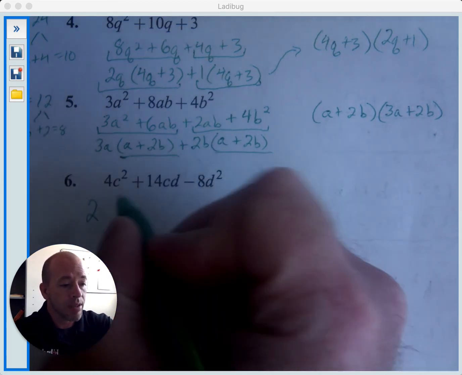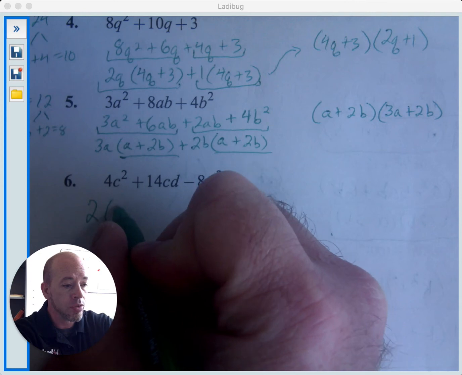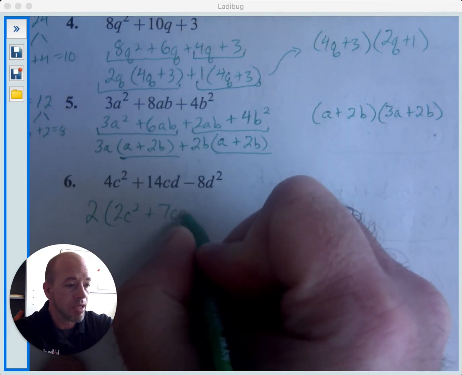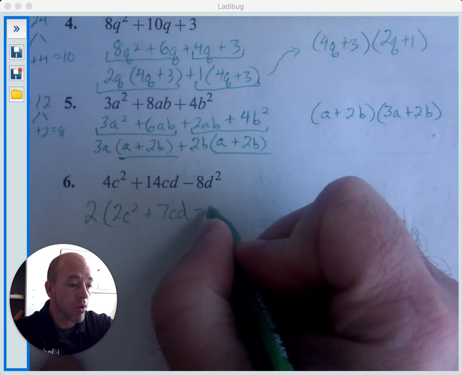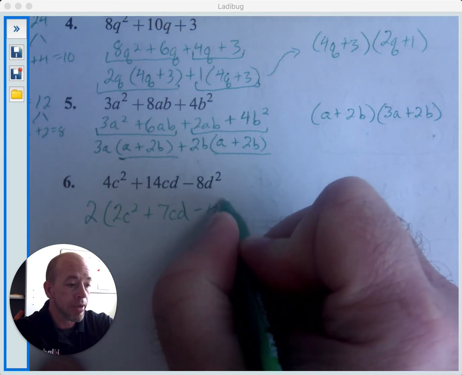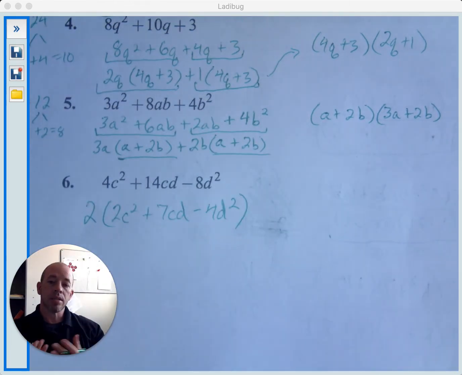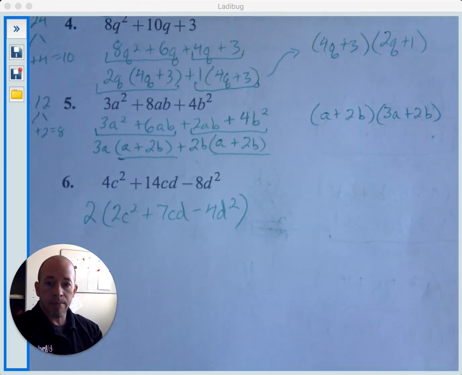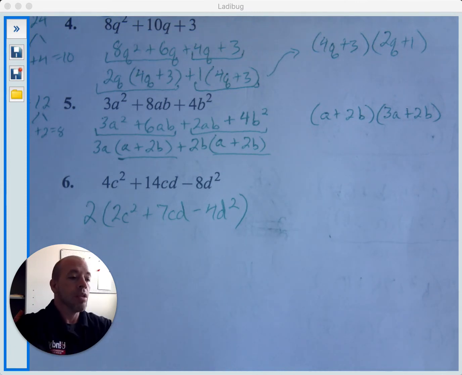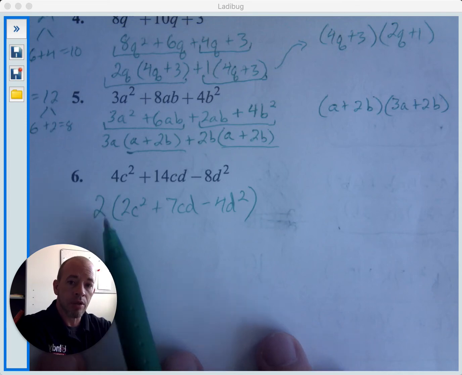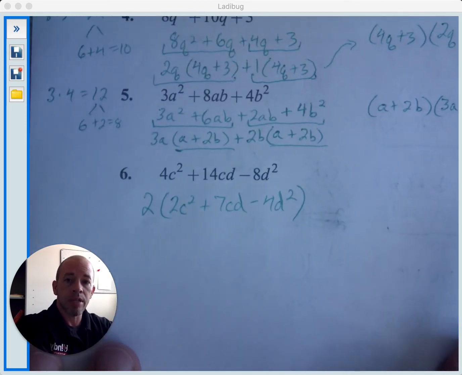If we do that, then we end up with 2c squared plus 7cd minus 4d squared. All right. So now our trinomial doesn't have as big of numbers, which might make things a little easier. So I'm going to just focus on the trinomial. The 2 will continue to follow along with our answer, but we don't need to consider it for this next part.